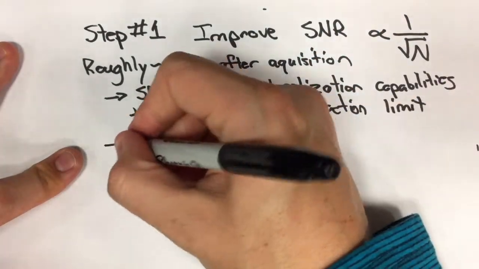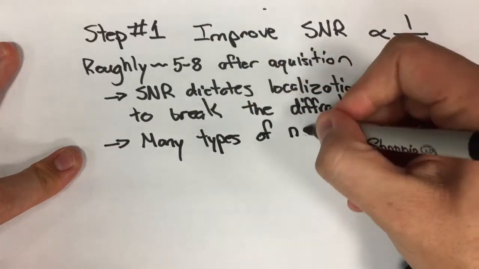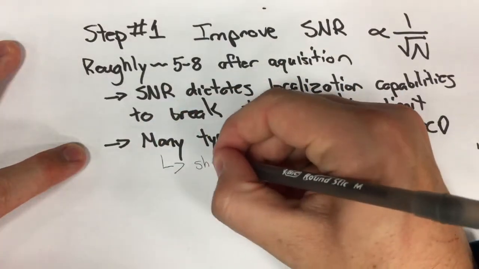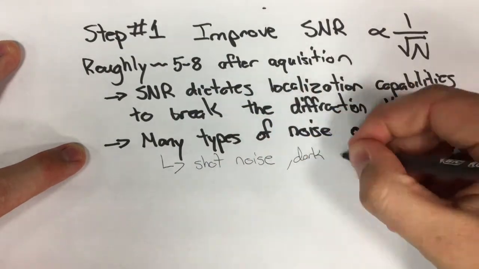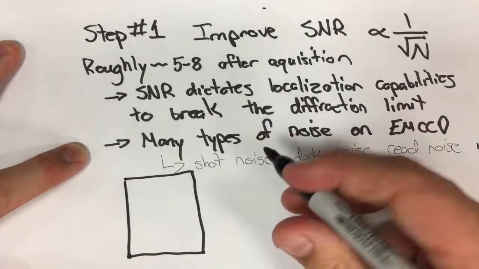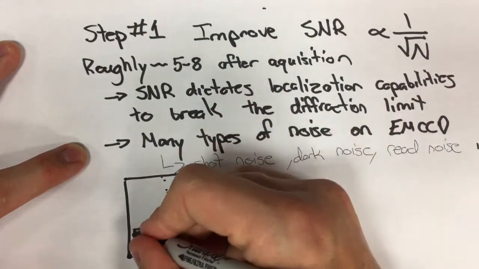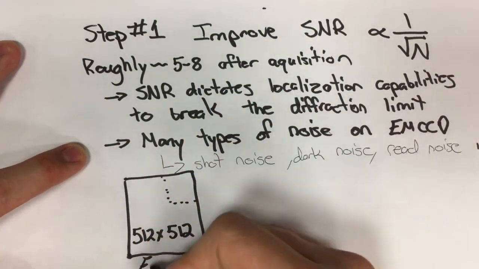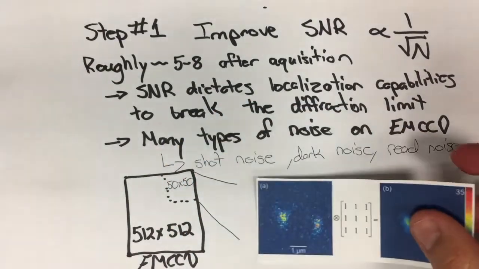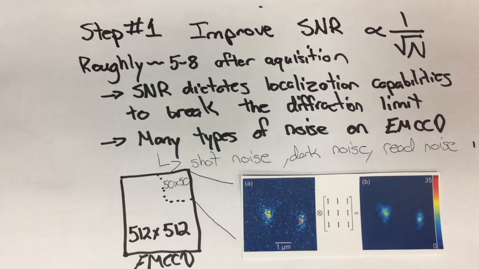In this step, we're trying to eliminate some of the intrinsic types of noise that are present on an EMCCD camera, in particular shot noise, dark noise, and read noise. We do this regionally within one frame on a 50 by 50 pixel region of the 512 by 512 and apply a matrix of 1s to that region, iteratively increasing the signal-to-noise ratio 2 to 3 times.